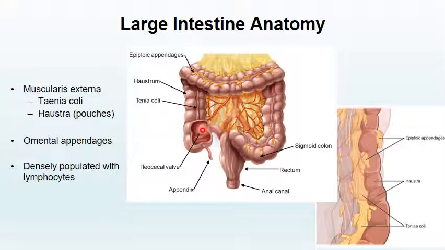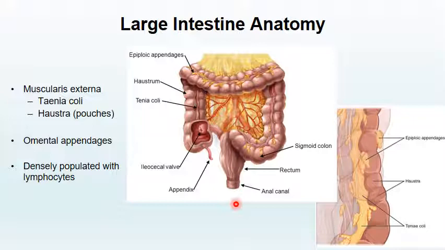Here's our ileocecal valve, right? So the opening from the small intestine into the large intestine. There's our cecum and our appendix. Ascending colon, transverse colon, descending colon, sigmoid colon into the rectum, and then out the anus through the anal canal.